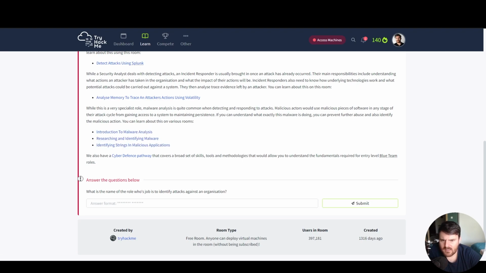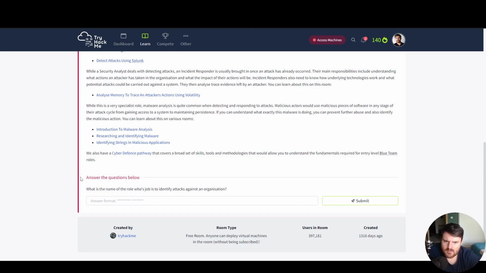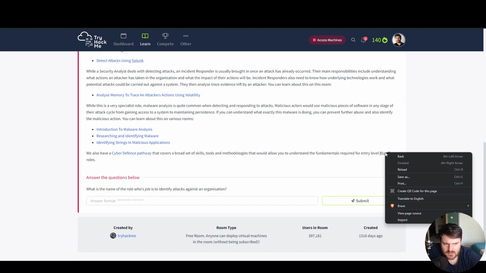We also have a cyber defense pathway that covers a broad set of skills, tools, and methodologies that would allow you to understand the fundamentals required for entry-level blue team roles. We'll do that as well.